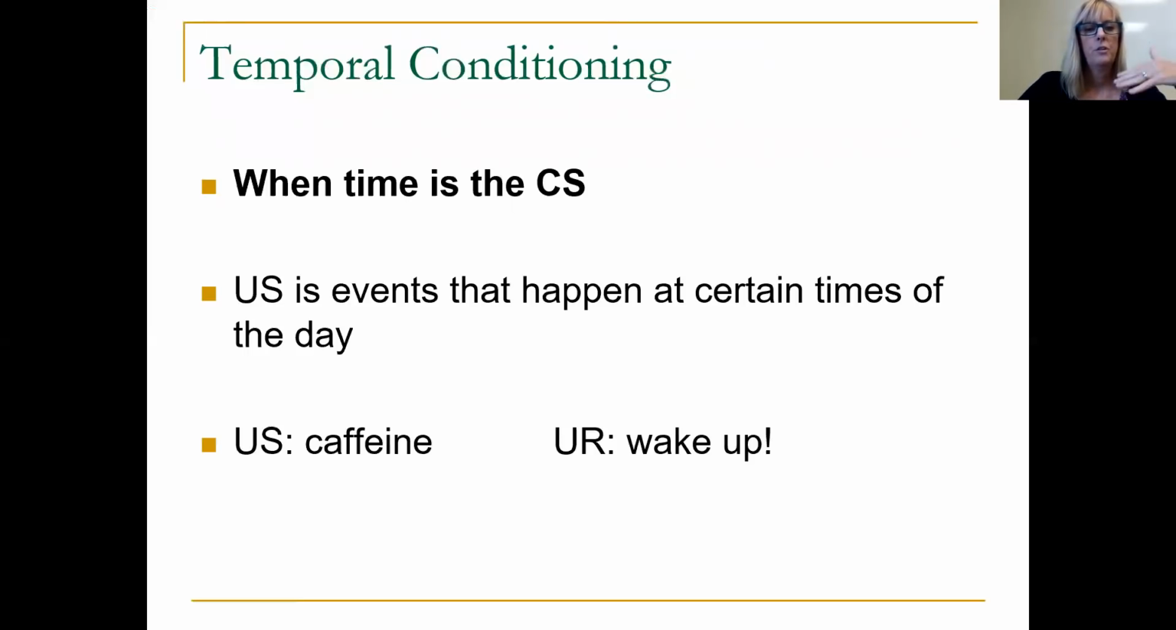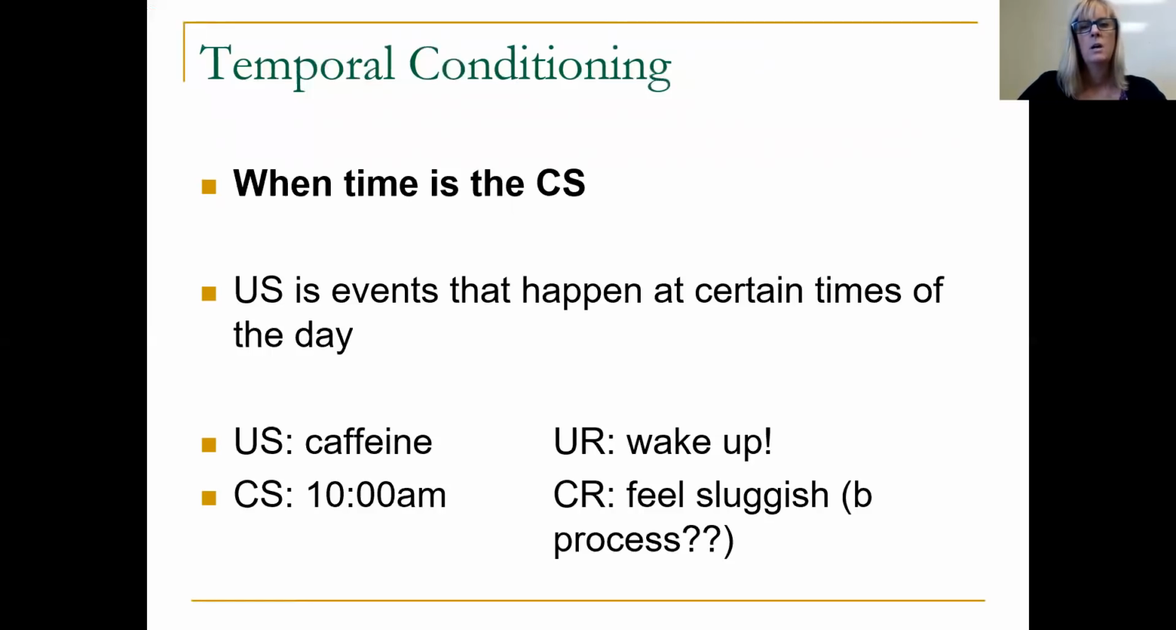Here's another example. Let's say you have caffeine at a certain time every day. Maybe you have a coffee break at 10 o'clock. Well, if you do that many days and it's a habit, then as 10 a.m. approaches, your body may start to prepare. It's like taking a drug. It's like your heroin, right? Prepare for that caffeine to come. And so probably you'll get a B process sort of experience. And you may start to feel a little tired, sluggish, because your body's like, hey, that caffeine's coming. It's 10 o'clock, right? So temporal conditioning is very simple, just when time is the conditioned stimulus.